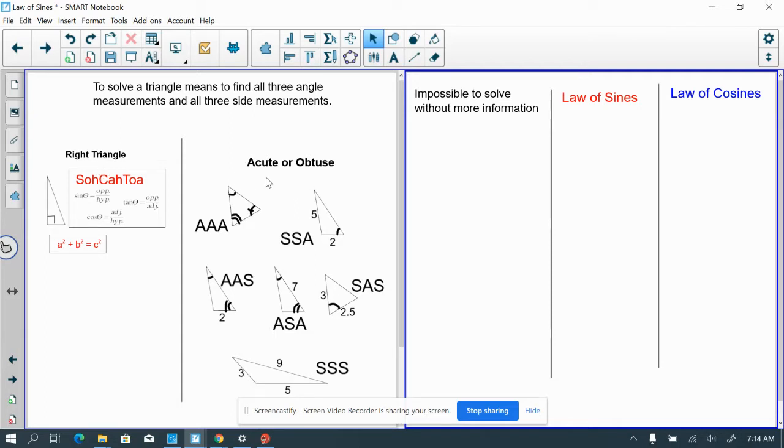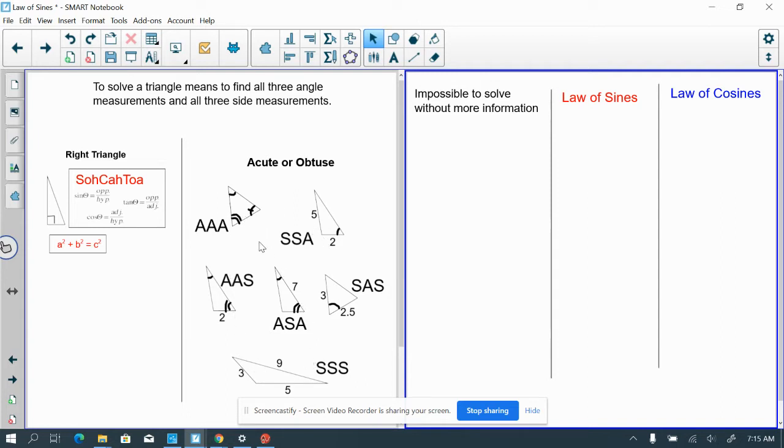Well, you could construct a right triangle and then go back to SOHCAHTOA land, but there's a way that has been done, and the results are basically these two things: law of sines and law of cosines. So the law of sines and law of cosines will help us solve acute or obtuse triangles without referring to SOHCAHTOA and the Pythagorean theorem.